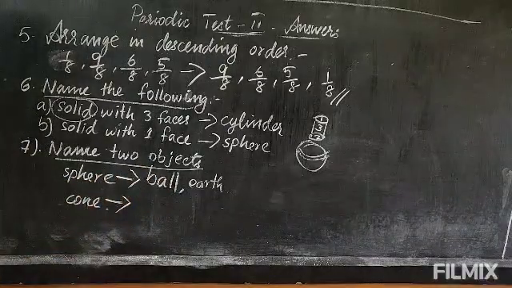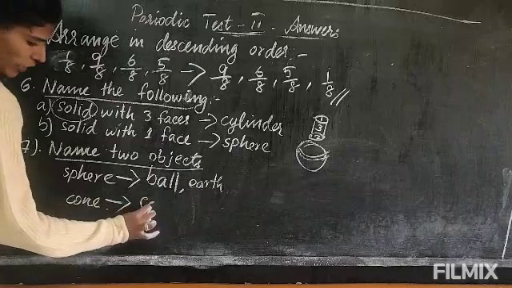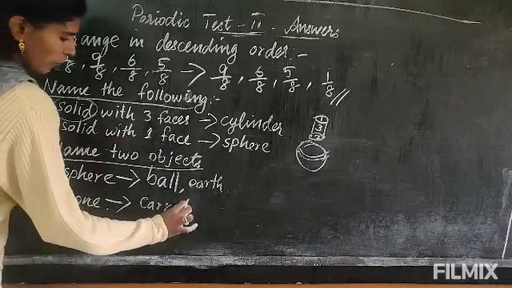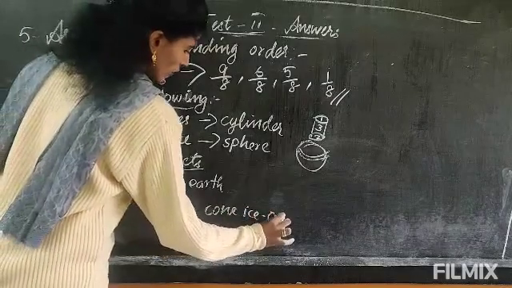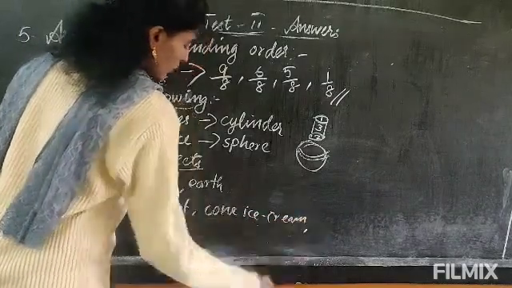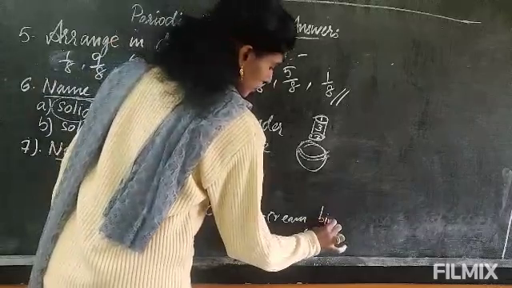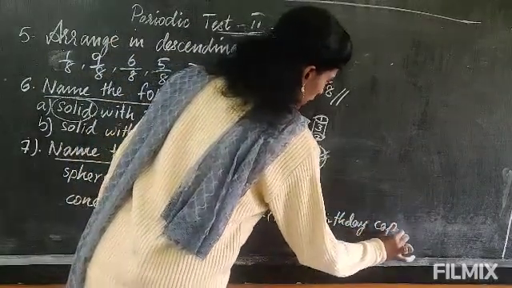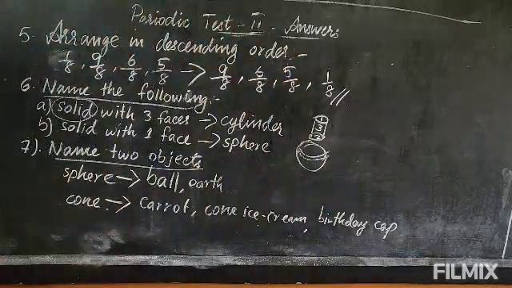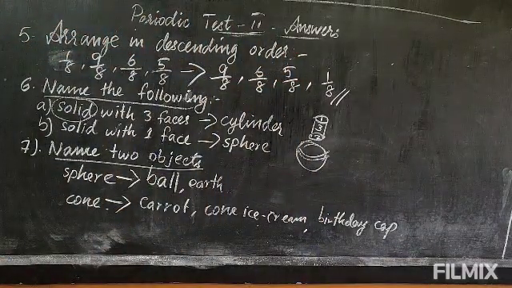Again, cone shape. What is there? Carrot. Some of you have written carrot. Some of you have written cone ice cream. This is also correct. Cone ice cream. Again, some of you have written birthday cap. Okay, so anything can be the correct answer. Any objects with cone shape.